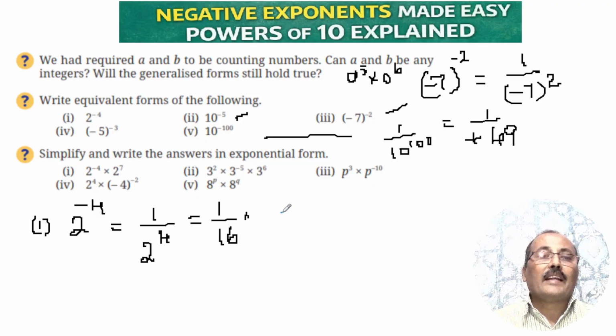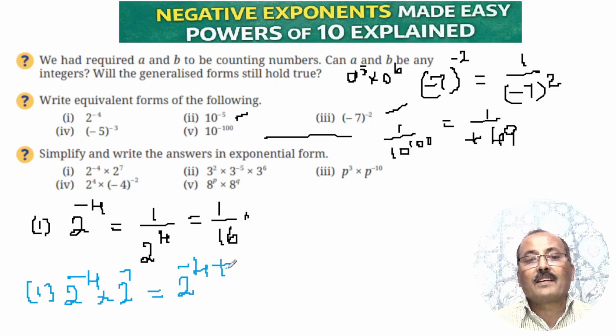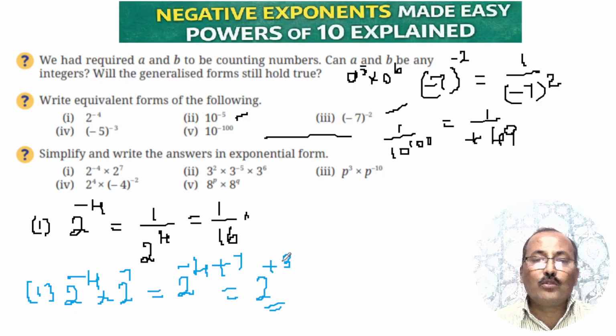Okay, now the next type of question is this one. In this second one, 2 power minus 4 into 2 power 7. Just now I explained negative numbers like this. So this is 2 to the power of minus 4 plus 7, that is nothing but 2 to the power of plus 3. That's the answer. If it is negative, we can bring it to the denominator, but no need, it is enough as it is.